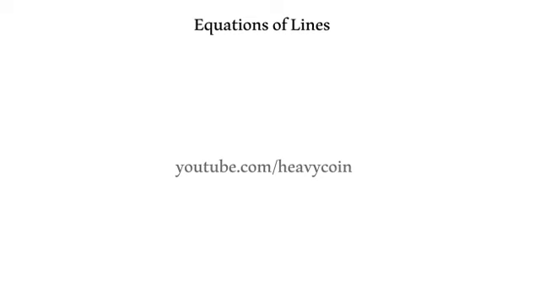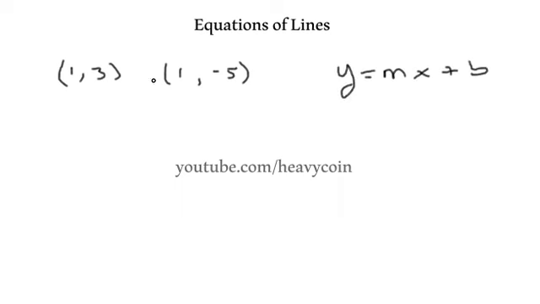Alright, what if we had this? Let's say we have (1, 3) and (1, negative 5). We want to write an equation that passes through both of these points. So first thing let's do is find the slope. So we have negative 5 minus 3 over 1 minus 1.